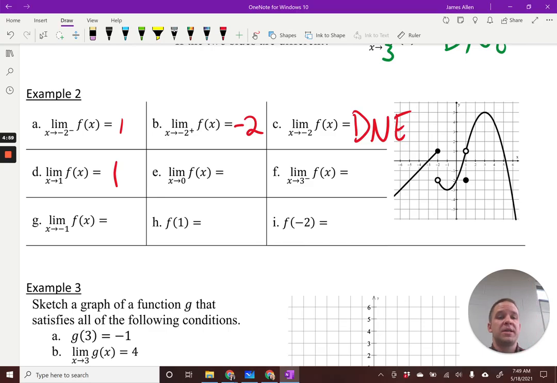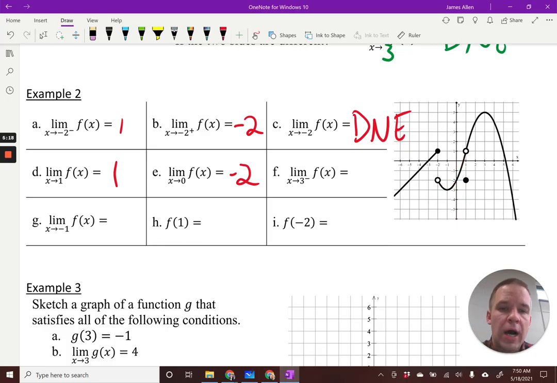The limit as x approaches 0. The limit of f of x as x approaches 0. Well, it's approaching -2 from the left and from the right. So -2 would be my answer here.